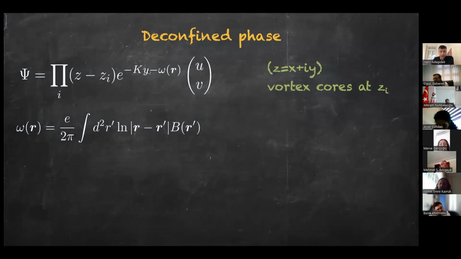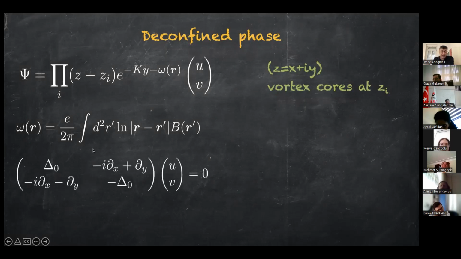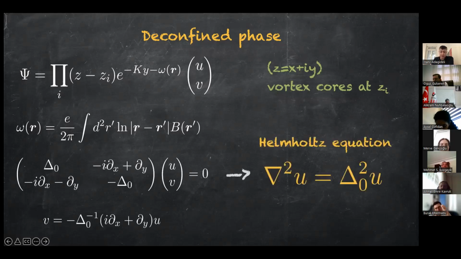So now this is the wave function that's a general local solution. And then you can show that this u and v actually satisfy this simple equation. This is very much like a Dirac equation. And you can actually square this to give you the Helmholtz equation, which is basically del squared u is equal to delta naught squared u. Right? And then you can get your v like that.